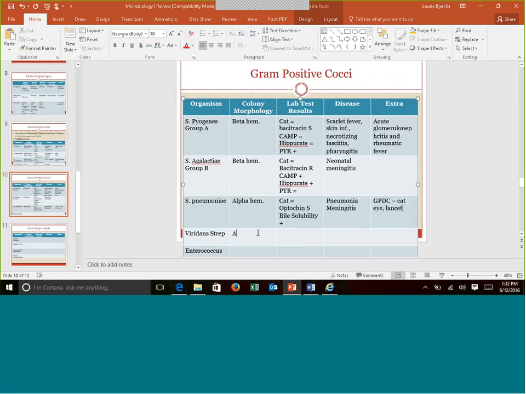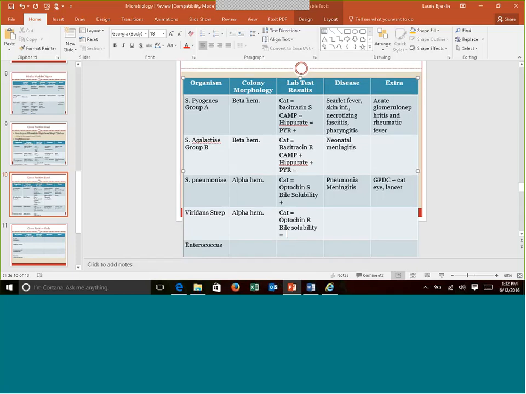Viridans strep is also a group of alpha hemolytic streps. These are a lot more minor. They're all just kind of grouped together because there's a ton of other alpha hemolytic streps out there that just don't do a lot. Here and there they'll cause a disease, but they're not as major as the Strep pneumoniae, so they just group them kind of together. Again, they're catalase negative. You would run your Optochin disc, and that would be resistant. You could run your bile solubility test, and that would be negative.